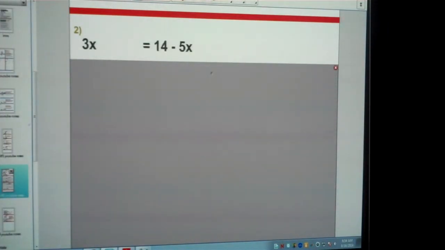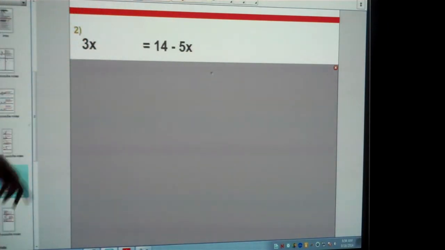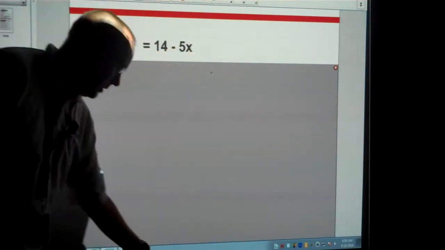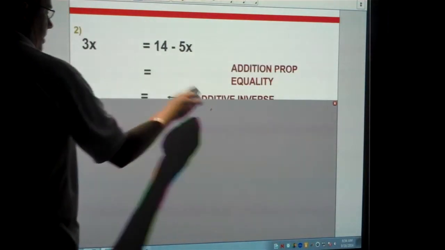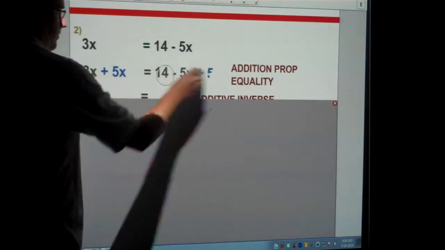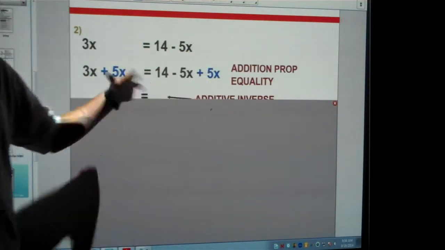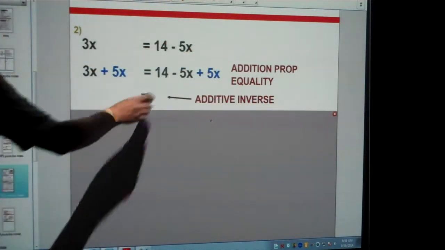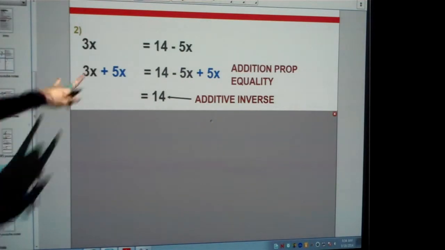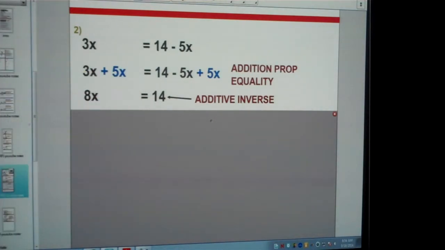3x equals 14 minus 5x. So I want to collect all my x's on the left hand side again here. So instead of subtracting 5x, I'm going to do the opposite if I want to move it. So instead of subtracting 5x, I'm going to add 5x to both sides. And then negative 5 plus 5 is 0, so this is actually going to cancel. So I did the inverse deliberately, so I'm left with just 14. If I work out this side, 3x plus 5x, that's going to be 8x.